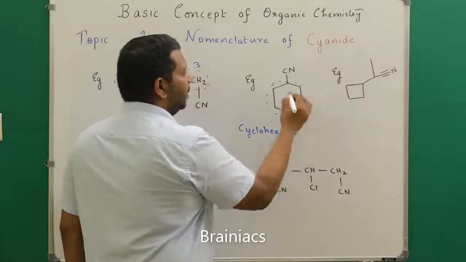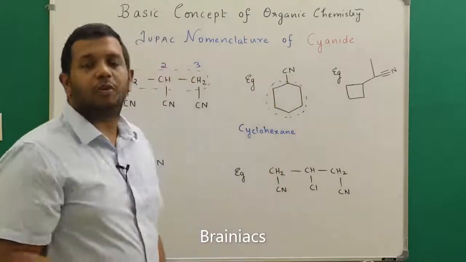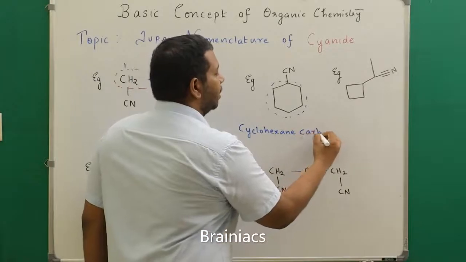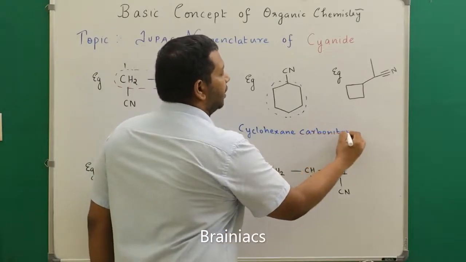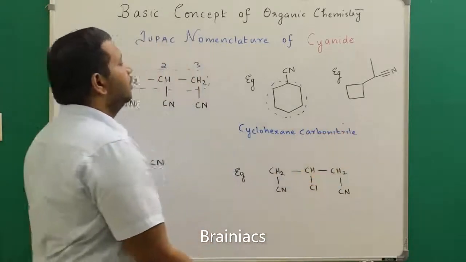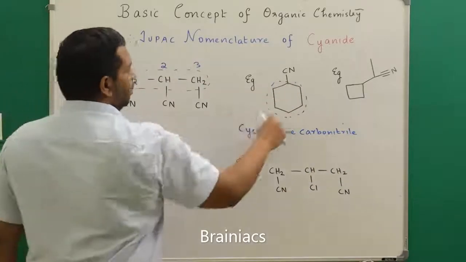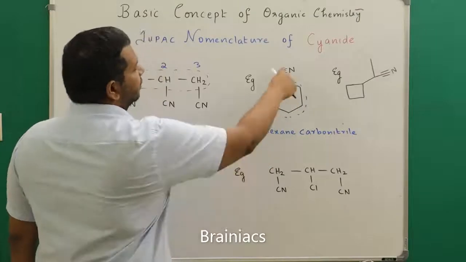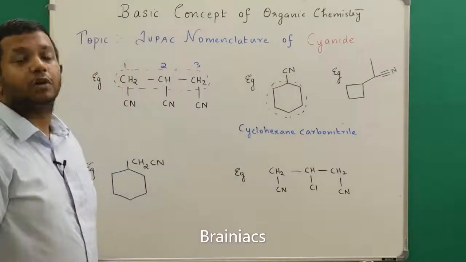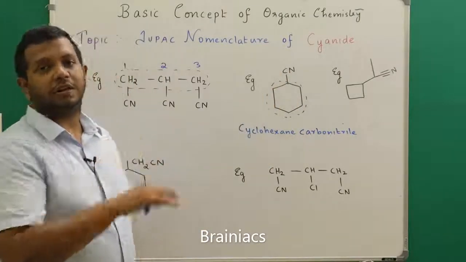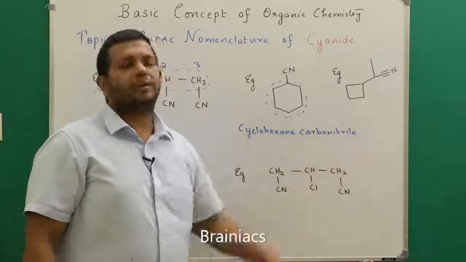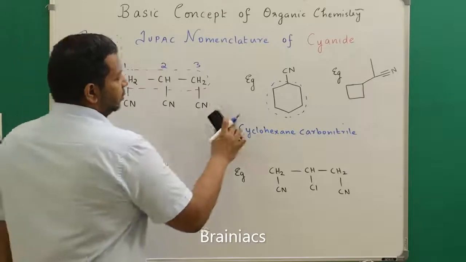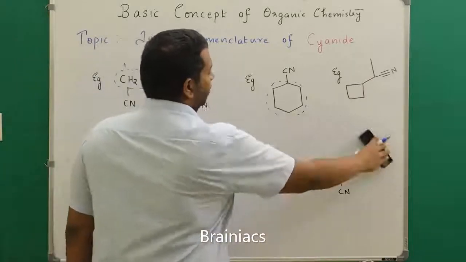Cyclohexane. Tell me, this carbon atom is not included. So what should be the 2 degree suffix? Carbonitrile. Understood? So the name should be cyclo, 6 carbon atoms hex, all linked through single bonds, hexane. Since the carbon atom of the functional group is not included, we use the suffix we learned, carbonitrile. Understood? Okay, so we will go to the next one.